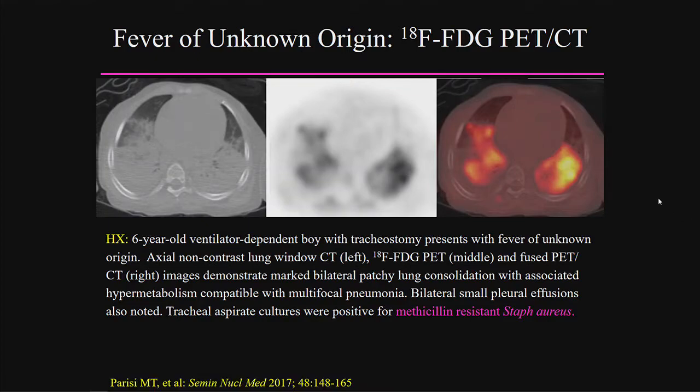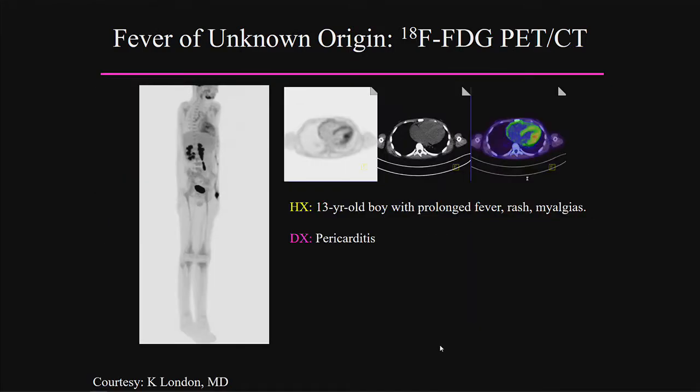And here's an example. This 6-year-old ventilator-dependent patient with tracheostomy had fever of unknown origin, and you can see on the fused PET-CT that there is marked FDG avidity consistent with multifocal pneumonia. Tracheal aspirates were positive for methicillin-resistant Staph aureus. And another case, thanks to Kevin London, of a 13-year-old boy with prolonged fever, rash, and myalgias. And you can see here that there's abnormal uptake in the right ventricle, an ultimate diagnosis of pericarditis.